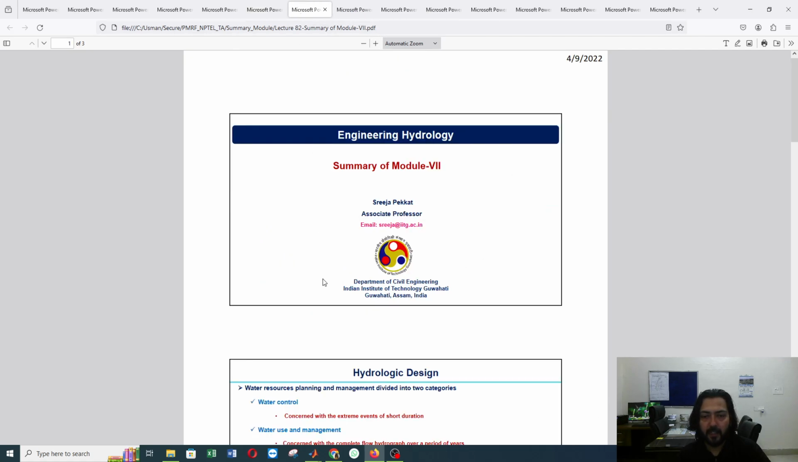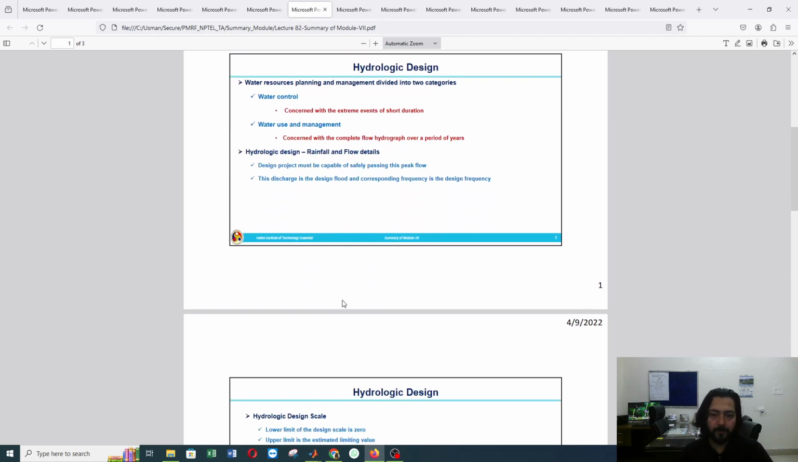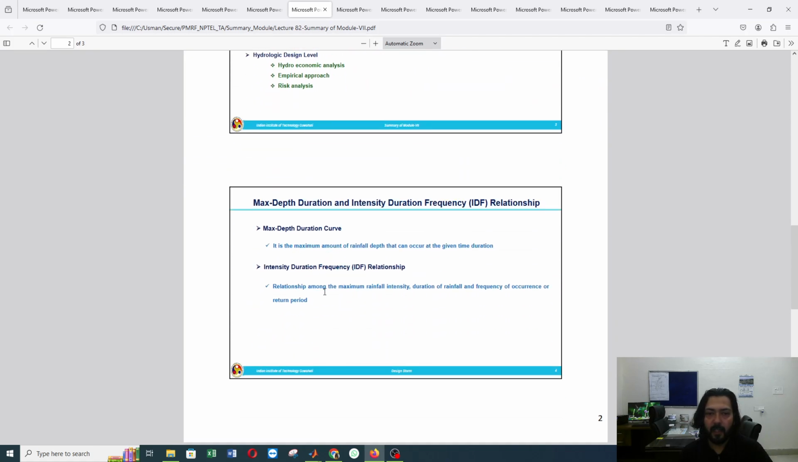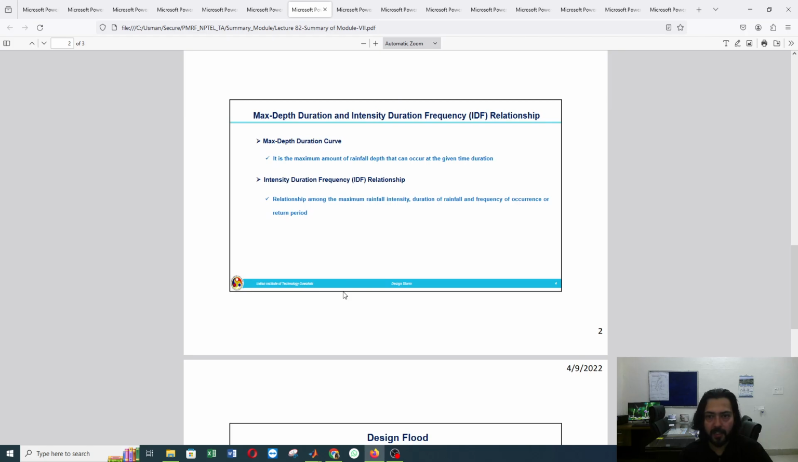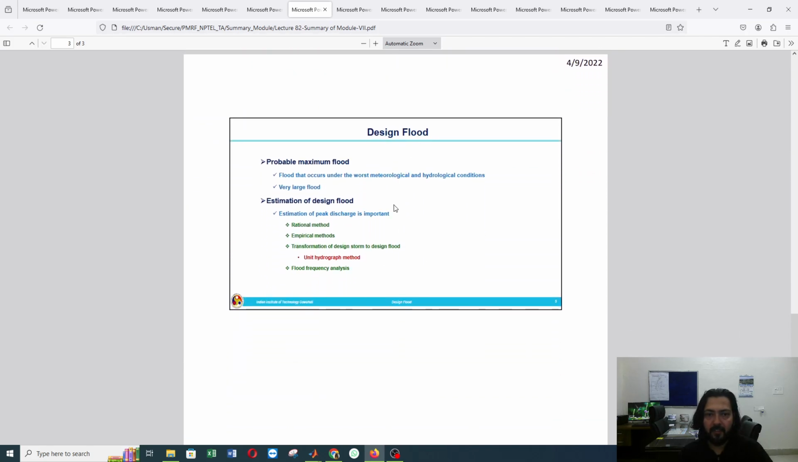Then we started with the last module of the syllabus, that was on hydrologic design. Here we talked about hydrologic design scale and hydrologic design level. Then we talked about two important relationships, that is the maximum depth duration curve and the intensity duration frequency relationship, that is IDF and DAD. Then we talked about design flood, and how there are two approaches.